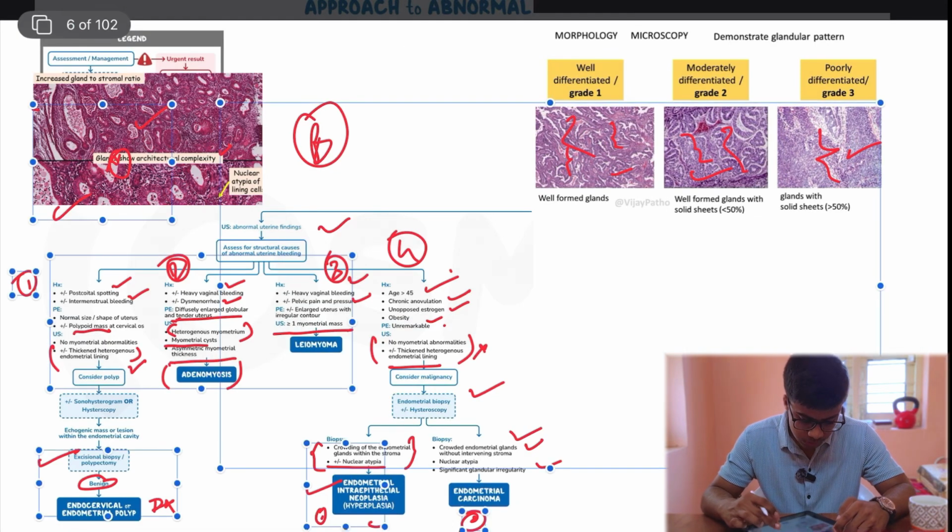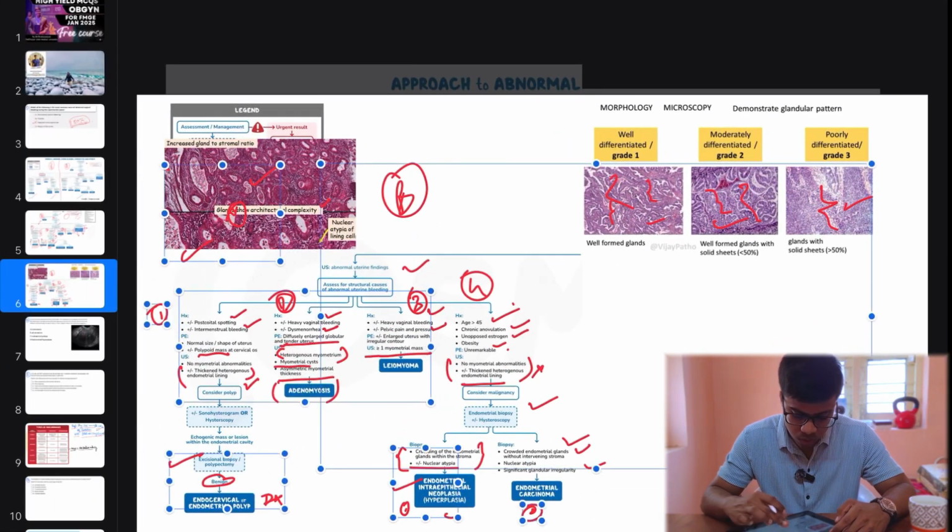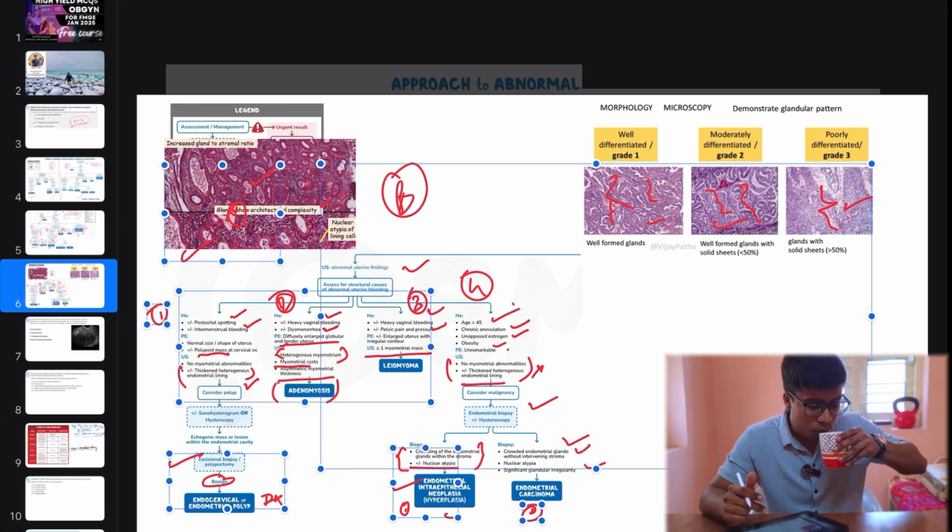So from these two charts you can solve at least 6 to 7 questions, and that's it for this first question. I hope it's very easy and will be fruitful for you.